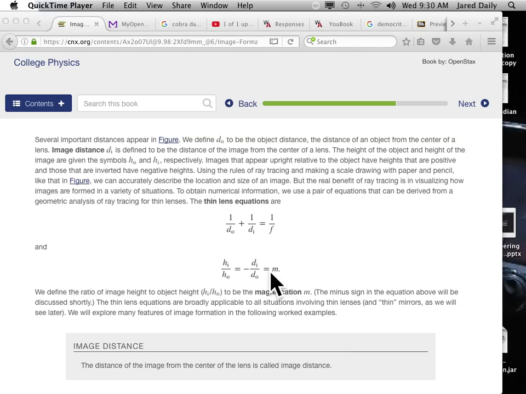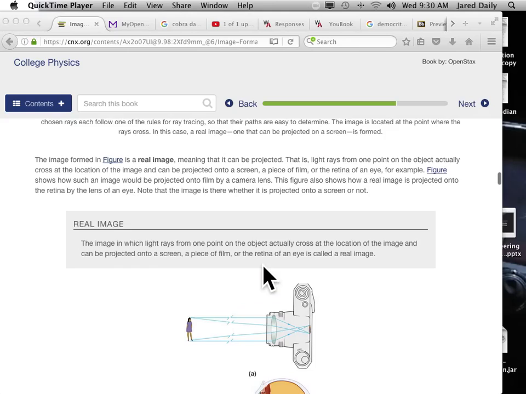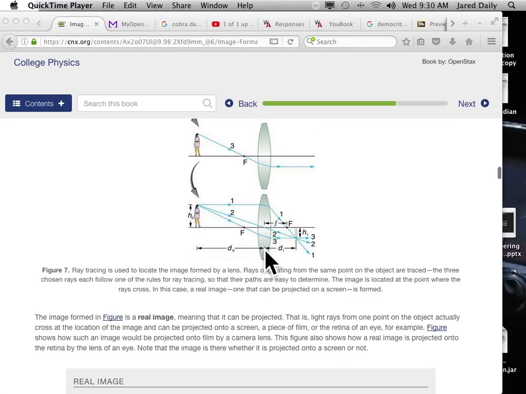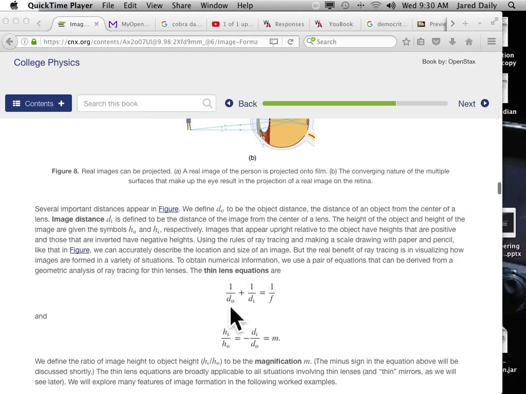But another way to get that magnification is to use the distances from the center of the lens. The distances are always measured from the center of the lens: the distance to the object and the distance to the image. If you take the distance to the image divided by the distance to the object, and then throw a negative sign on it, you will also get the magnification.